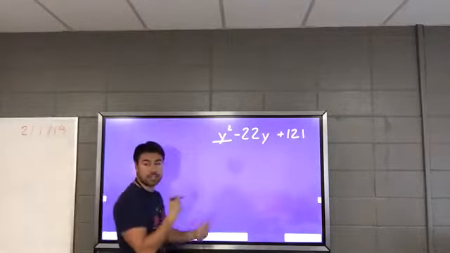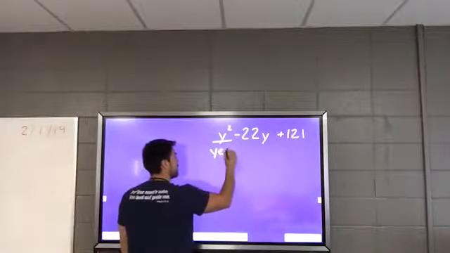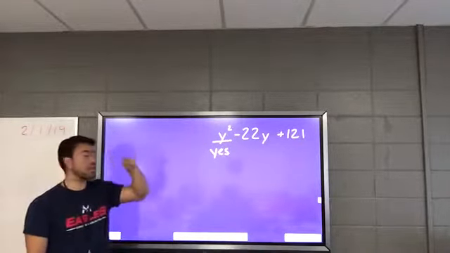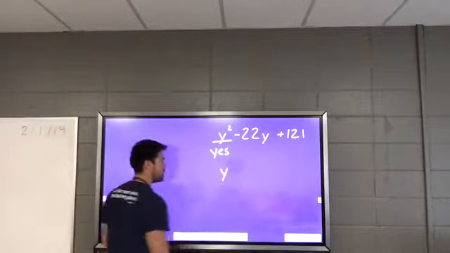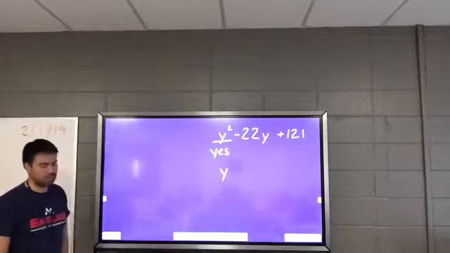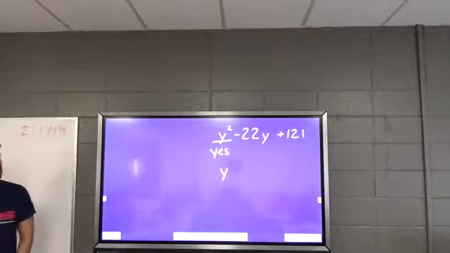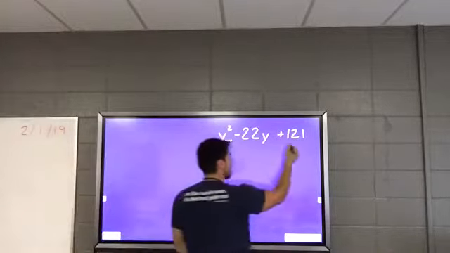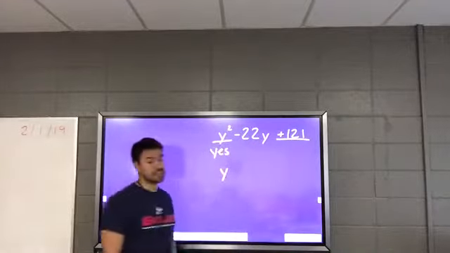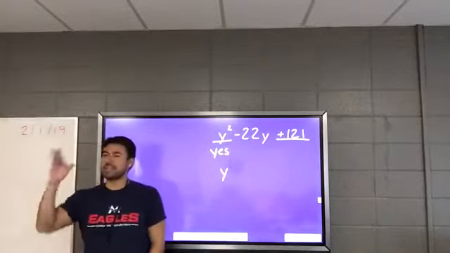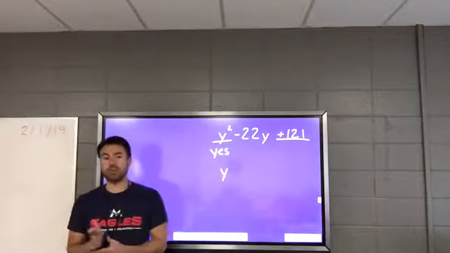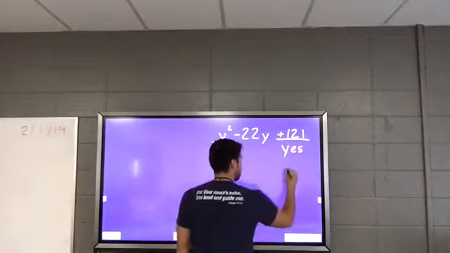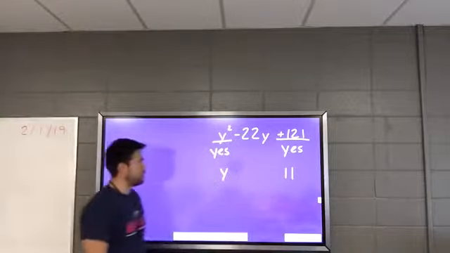Is that a yes or no answer? Yes. Y squared can be square rooted, and that gets me y. I'm going to use that as my basis to figure out whether it's a perfect square trinomial. The second question: is the last term a perfect square? Can something times something give me 121? The answer is yes, and so we're going to put here 11.